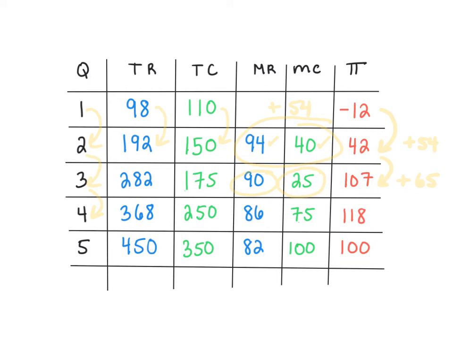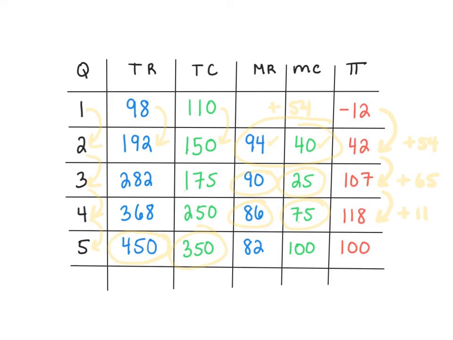In producing the fourth unit, the additional revenue again exceeds the additional cost, here by $11, and so profit in total increases by $11. The firm should always produce an additional unit of output when the marginal revenue exceeds the marginal cost, because in doing so, total profit will go up. However, note what happens now when the firm produces the fifth unit. The fifth unit will generate a revenue that exceeds the cost.